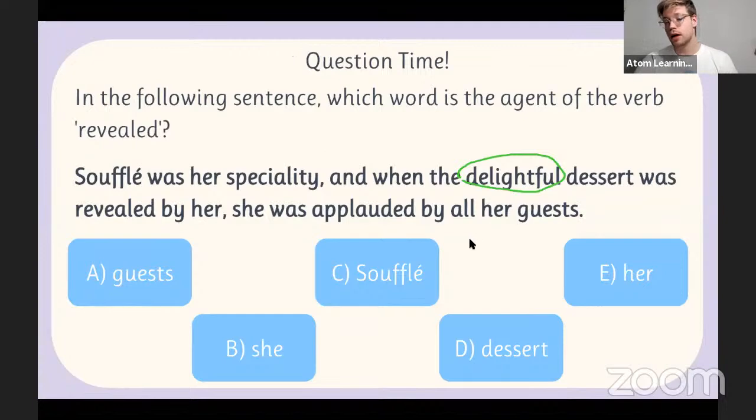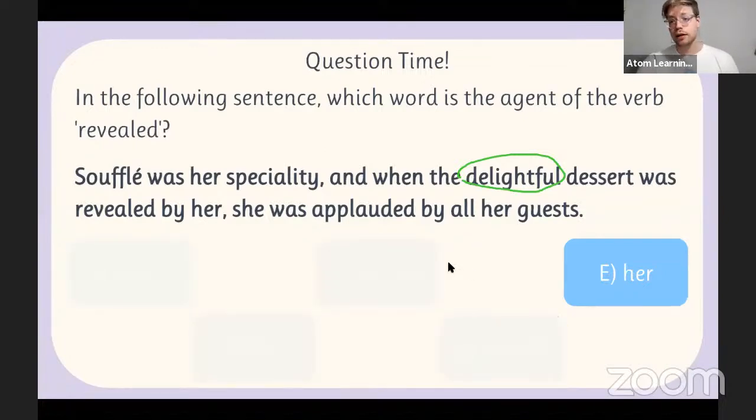So the majority of us went for answer option E. Were we correct? Bam. Well done. These questions are getting tricky. So I am really, really impressed with everyone. Well done. So the reason this is her, we need to look at the verb. So it was revealed as in the passive voice. This means the subject of the clause is the thing being revealed, okay? Rather than the person doing the revealing.